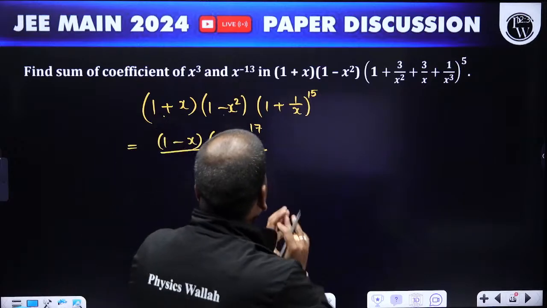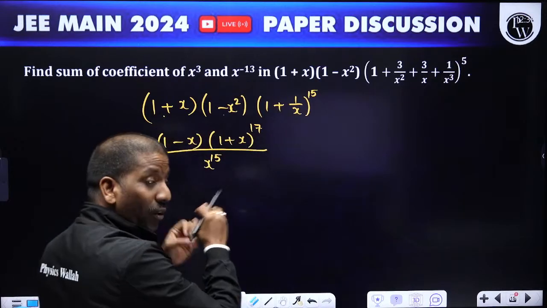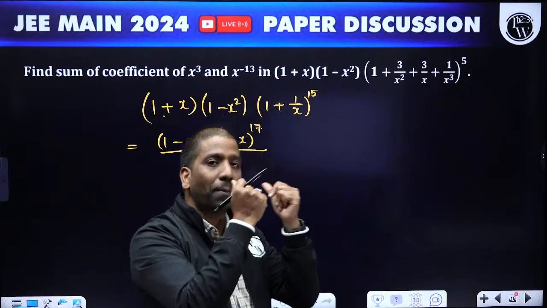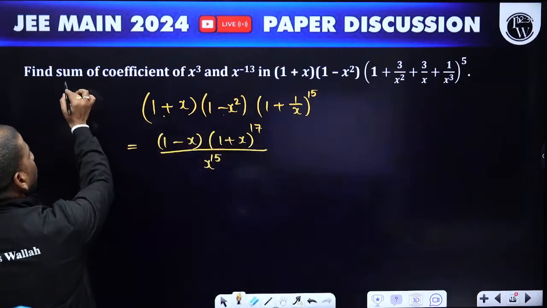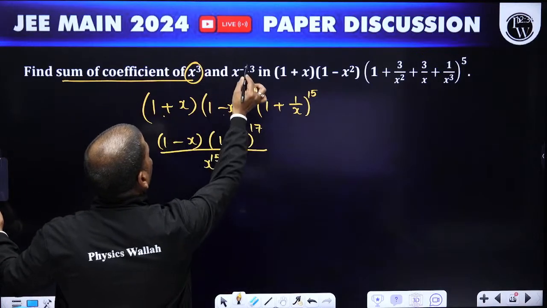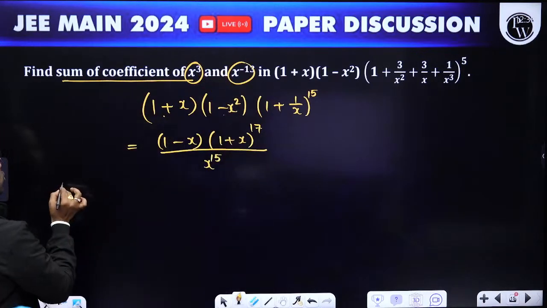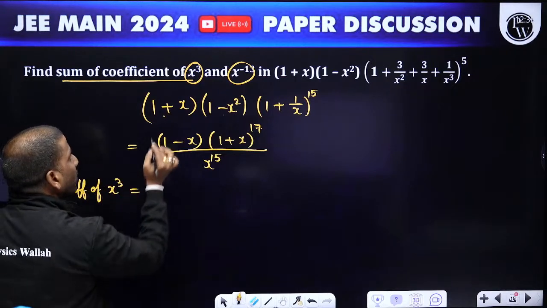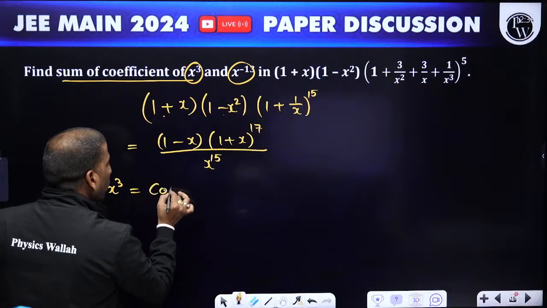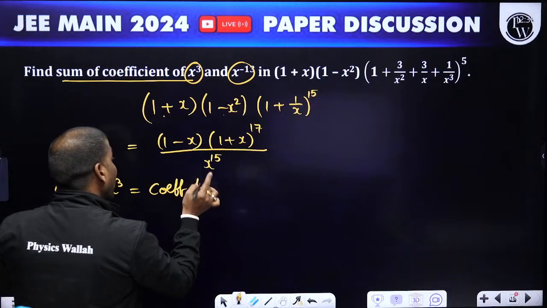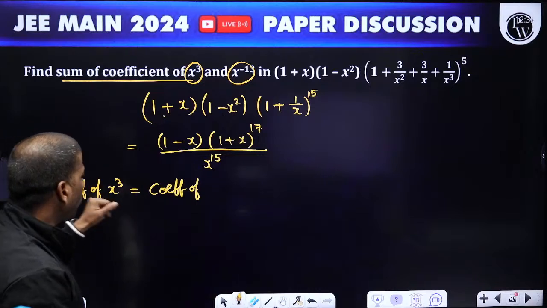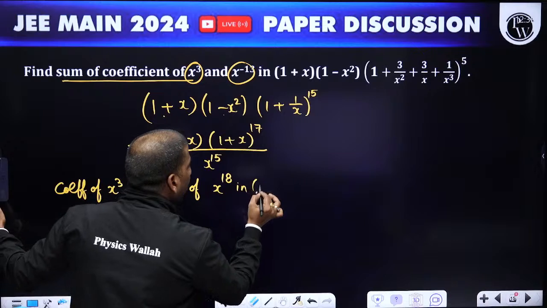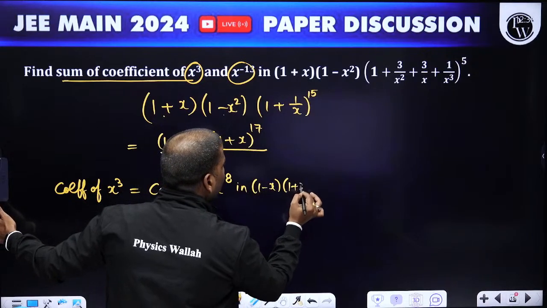In this, we have simplified successfully with our standard binomial forms. Whenever we get the standard binomial forms, directly we will apply. In this case, we need the sum of the coefficient of x³ and the coefficient of x^−13. So the coefficient of x³ in the given expansion is the coefficient of x^15 in (1 − x)(1 + x)^17.